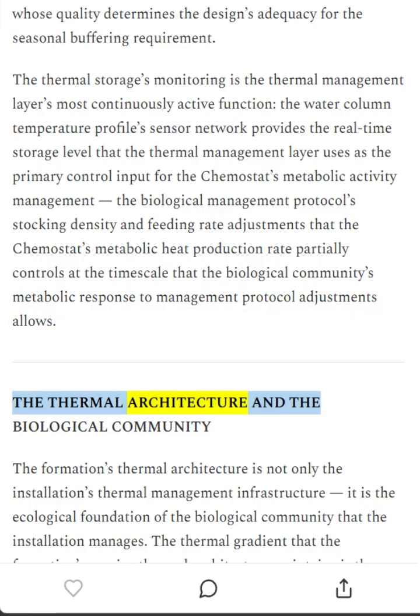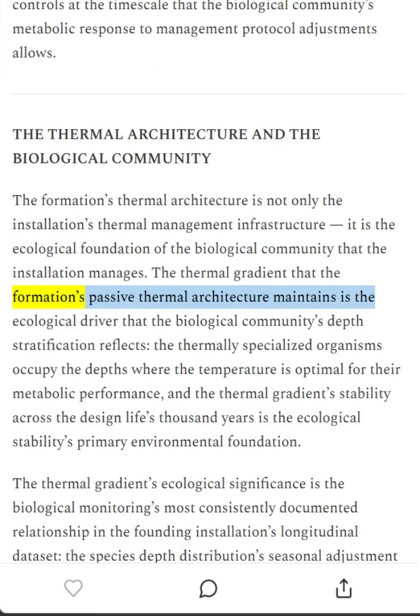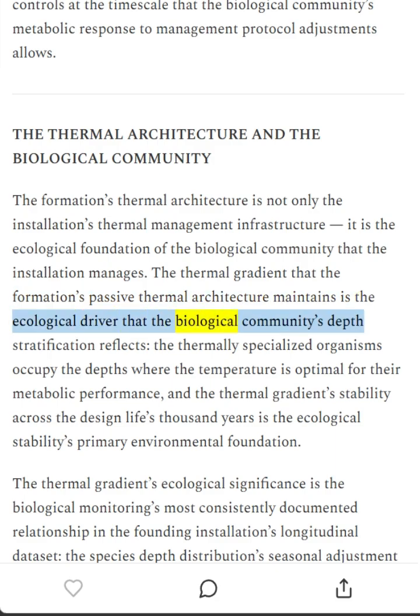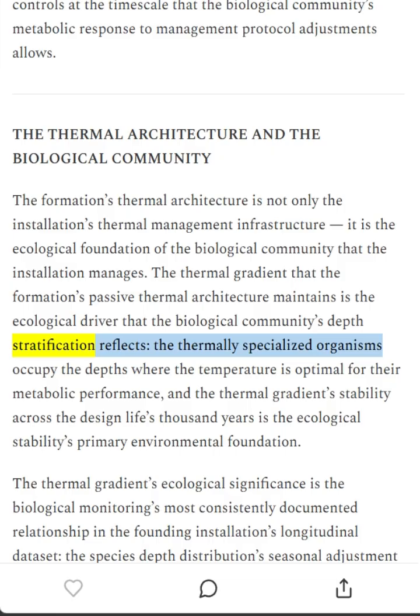The thermal architecture and the biological community. The formation's thermal architecture is not only the installation's thermal management infrastructure, it is the ecological foundation of the biological community that the installation manages. The thermal gradient that the formation's passive thermal architecture maintains is the ecological driver that the biological community's depth stratification reflects.